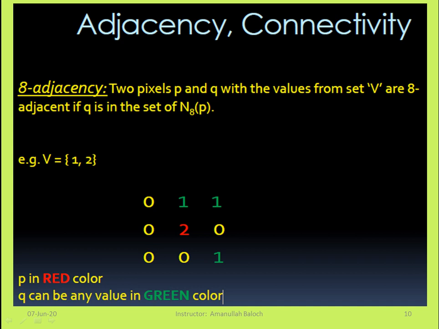If we consider this yellow pixel, this is P and this is Q. This yellow pixel lies at the vertical position, and it is N4 of P, but it is not adjacent because the gray value of this pixel does not belong to this set V. P is the red pixel, and Q can be any value in green color. These three green pixel values will be considered as adjacent to this red pixel.